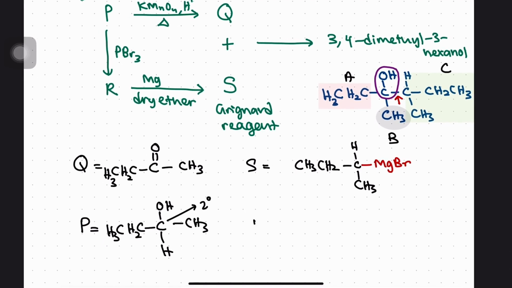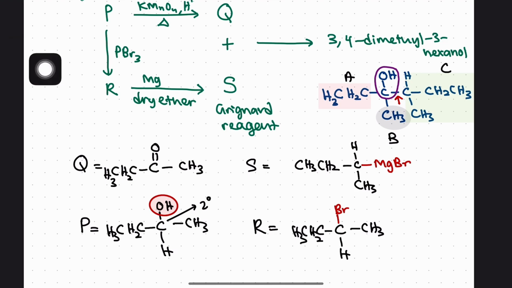Now what about R? R now is a haloalkane. So replace your OH with the corresponding haloalkane, which is your bromine. So R now will be this black C. So what changes? Bromine, and then nothing else. CH3 in the front, CH2, CH3, and then we have hydrogen.